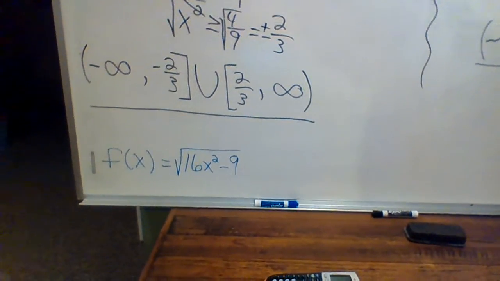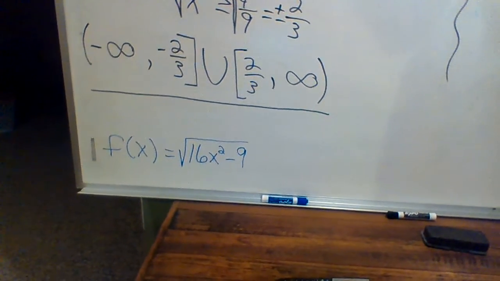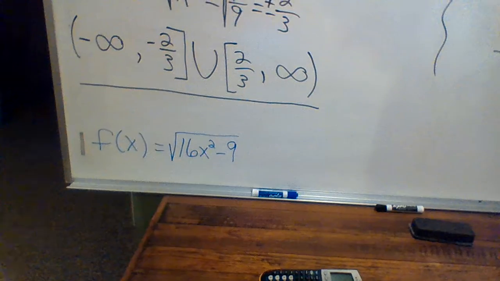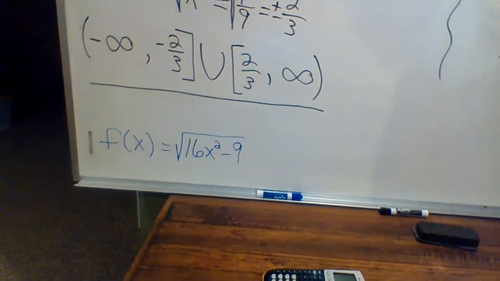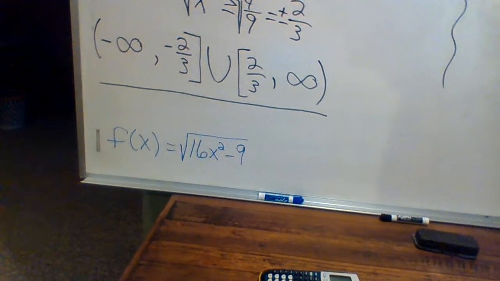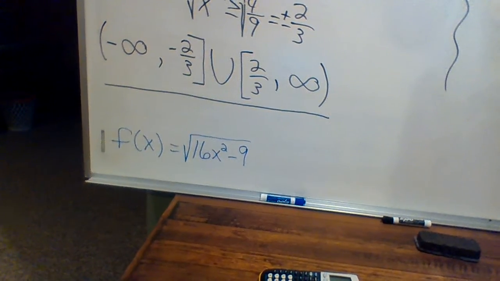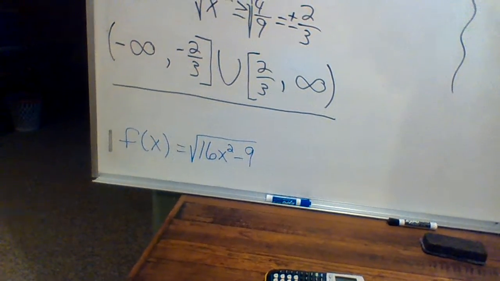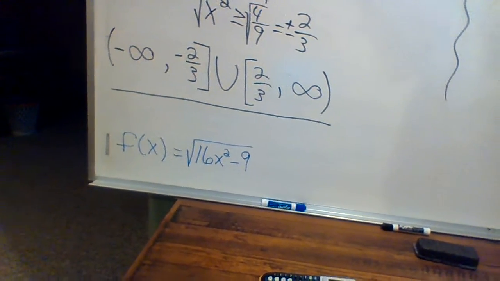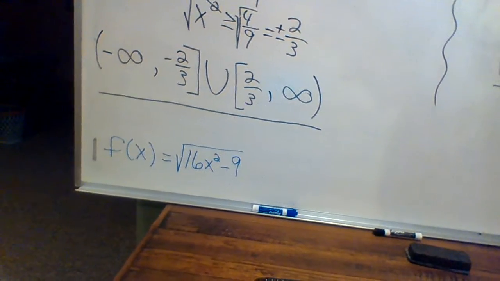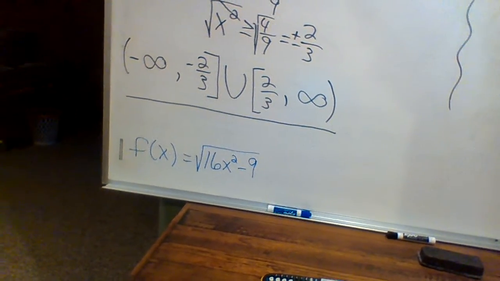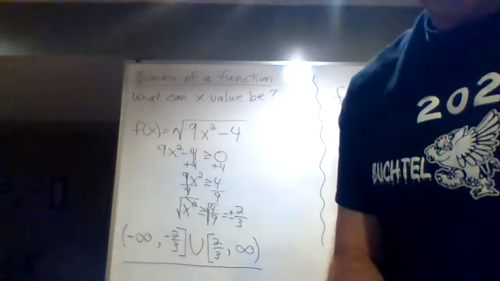Try to watch it a few times if you're stuck, but find the domain for that function right there, the square root of 16x squared minus 9. See what you can get and put your answer in the best you can. This is going to be a weird one to type in. Just type it in the best you can in the journal. I know it's hard to put all that into the journal, but do the best you can.